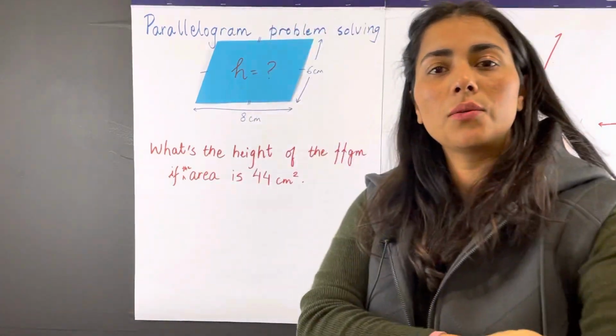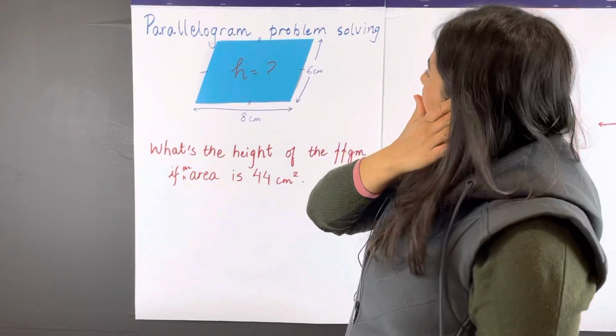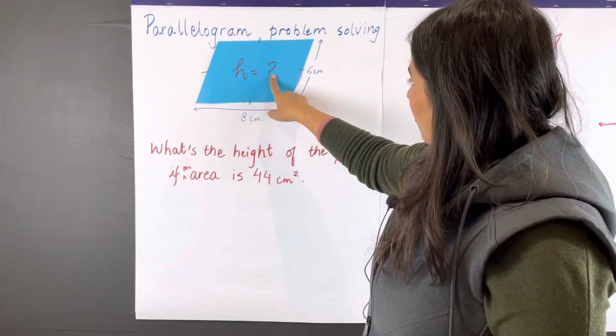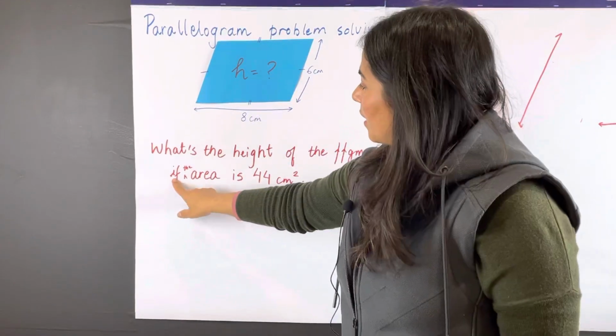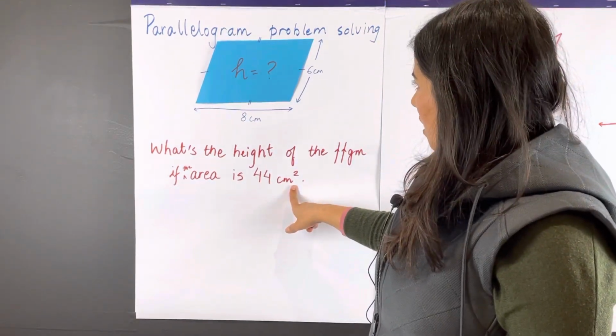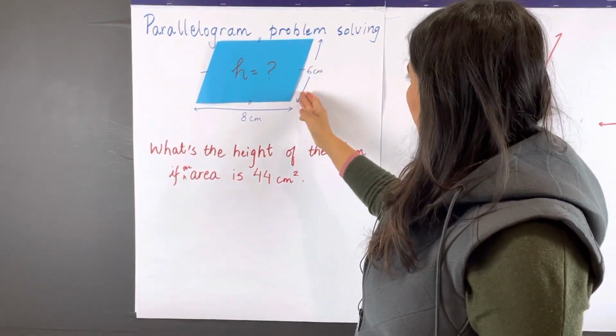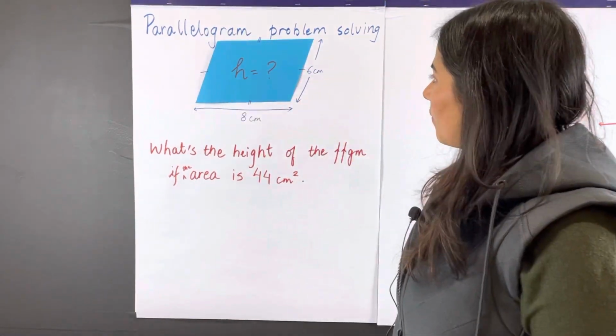Hello everyone. So let's talk about one of the problem solving questions in parallelogram. Here is a parallelogram and you need to find out the height of this parallelogram. What's the height of the parallelogram if the area is 44 centimeters square? So you know the area and you know this base length of 8 centimeters, this slant length 6 centimeters, and you need to be able to find the height.